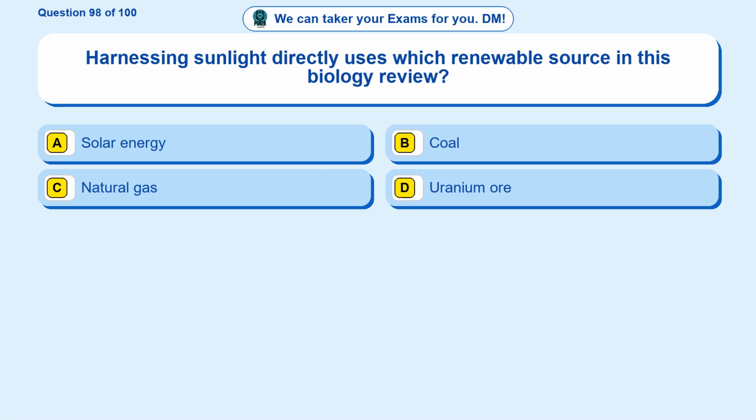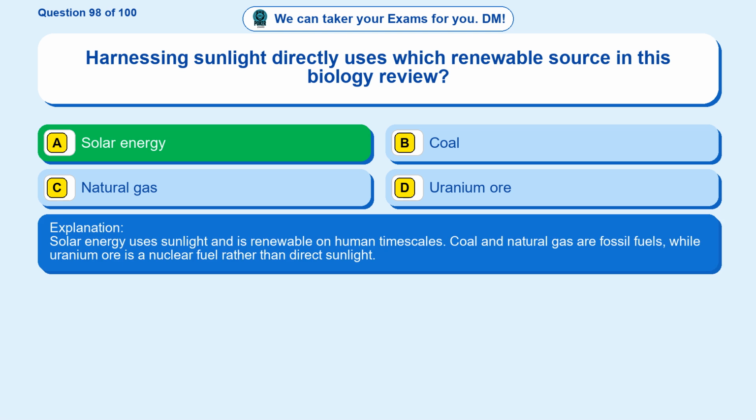Question 98. Harnessing sunlight directly uses which renewable source in this biology review? Option A, solar energy. Option B, coal. Option C, natural gas. Option D, uranium ore. The correct answer is option A, solar energy. Solar energy uses sunlight and is renewable on human time scales. Coal and natural gas are fossil fuels, while uranium ore is a nuclear fuel rather than direct sunlight.